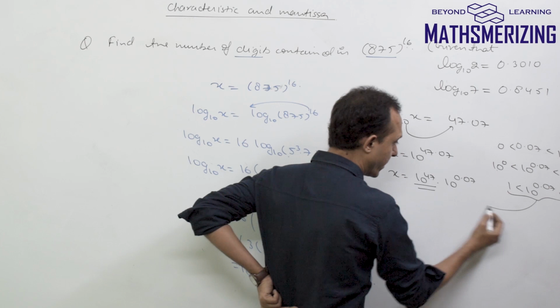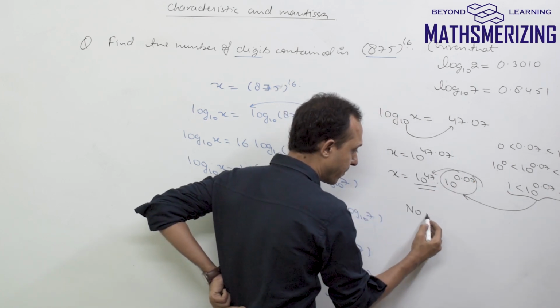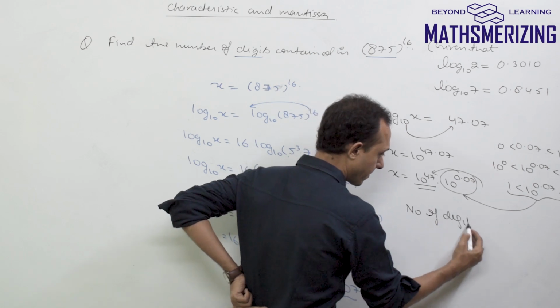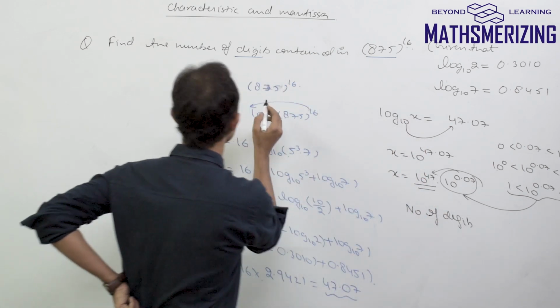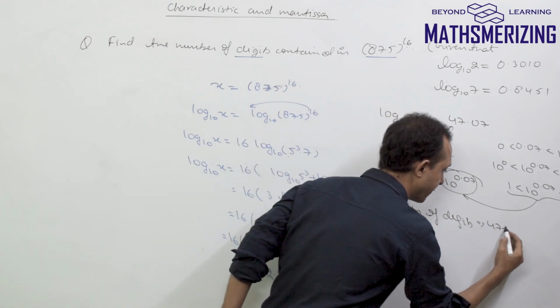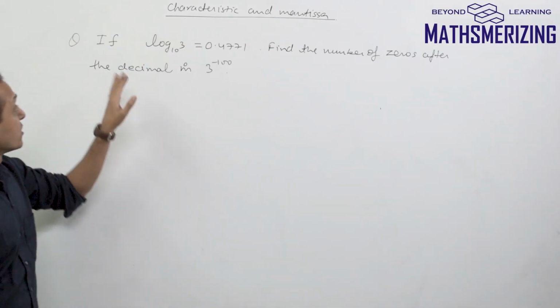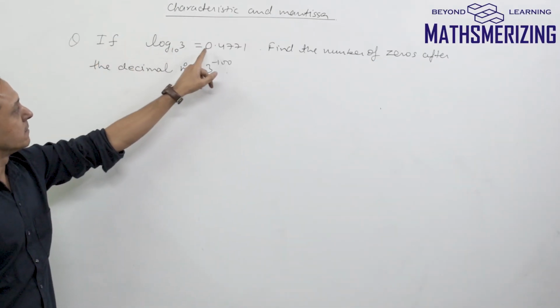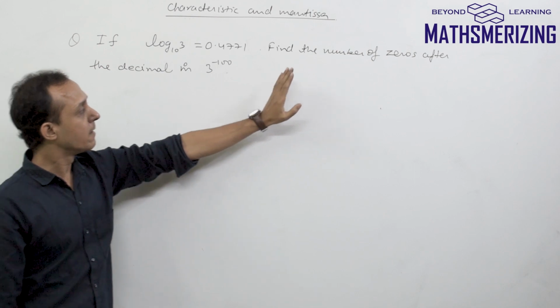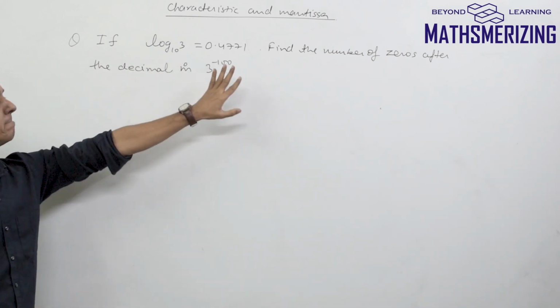So that means I need to add one more digit to 47. So number of digits in 875 to the power 16 is 47 plus 1, which is 48. So now the question is, if log 3 base 10 is 0.4771, find the number of zeros after the decimal in 3 to the power minus 100.